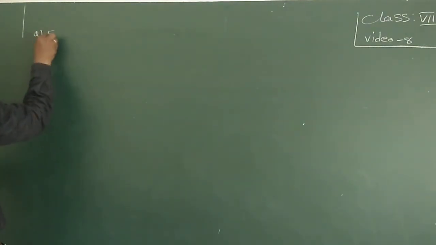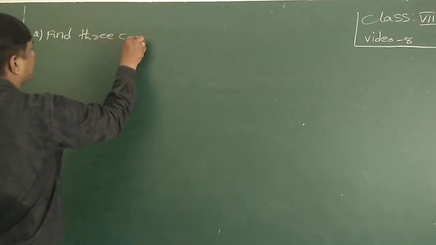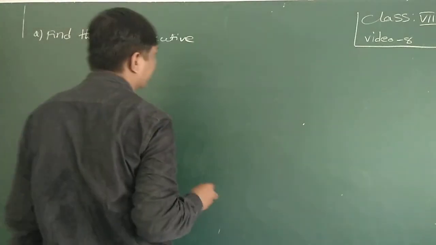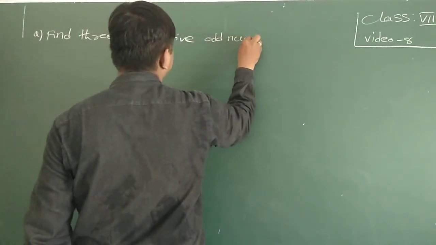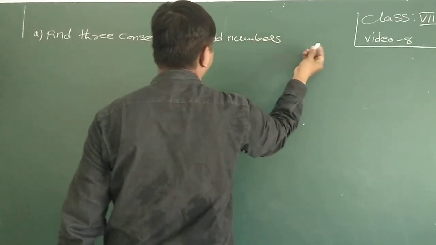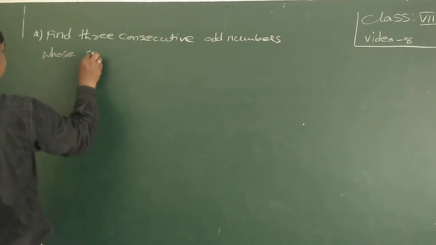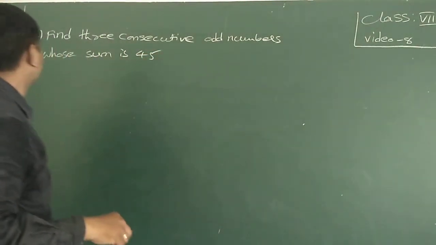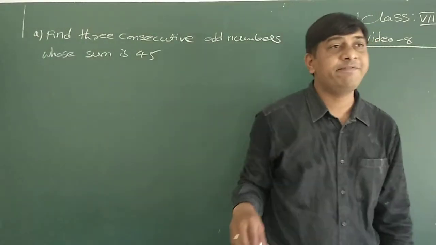Next question. Find 3 consecutive odd integers. Consecutive odd numbers whose sum is 45. Find 3 consecutive odd numbers whose sum is 45.